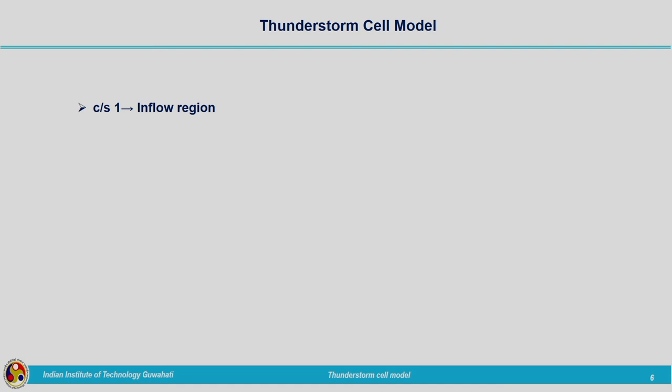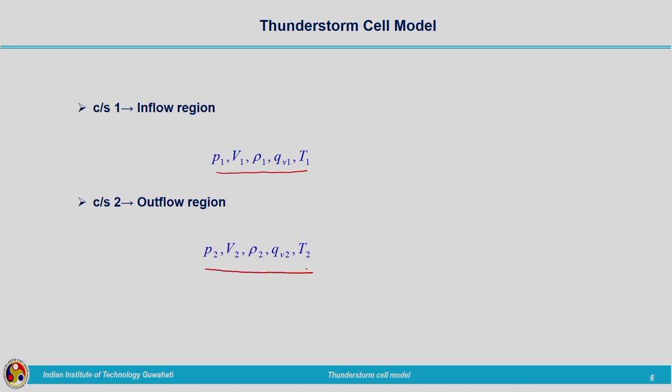Now, cross section 1 we know already, the inflow region, which has the atmospheric properties P1, V1, Rho1, QV1 and T1. In a similar way, cross section 2, the outflow region, has the atmospheric parameters P2, V2, Rho2, QV2 and T2.